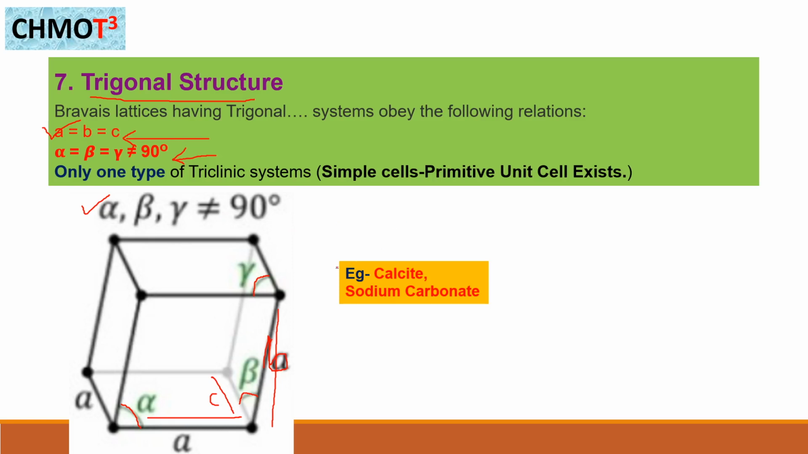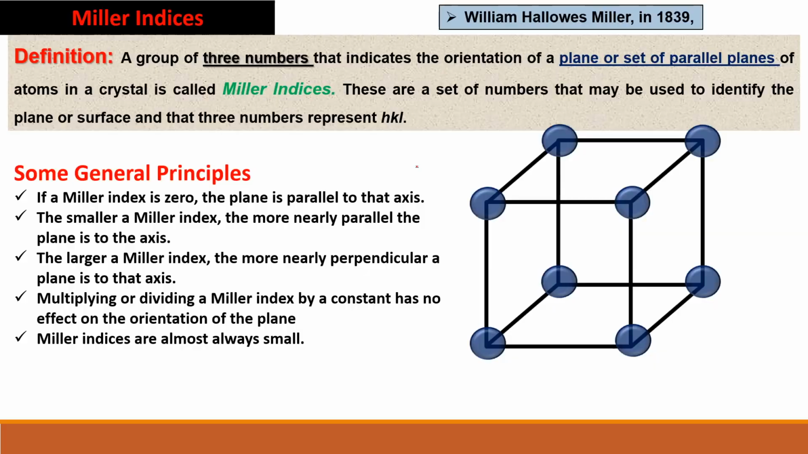So what are the examples of trigonal structure? One of the famous examples is calcite, or calcium carbonate, CaCO3. This is an example of trigonal structure. And another example is sodium carbonate, Na2CO3. This is an example of trigonal structure. So I hope that these are the 7 types of crystal structure.